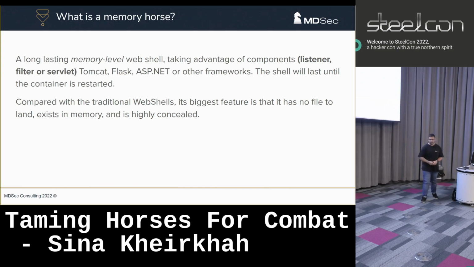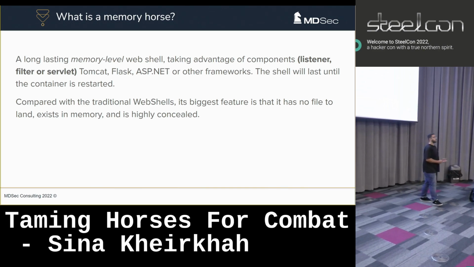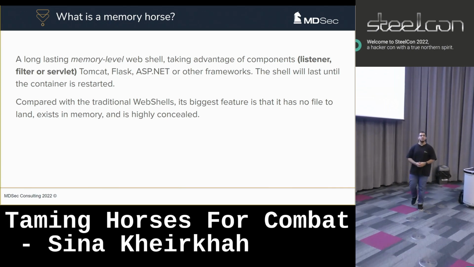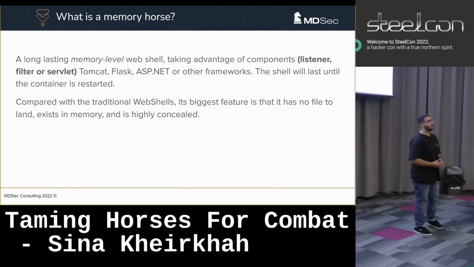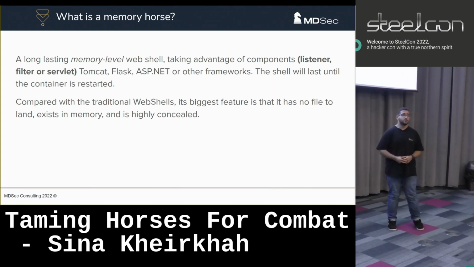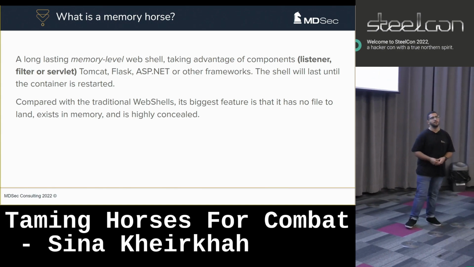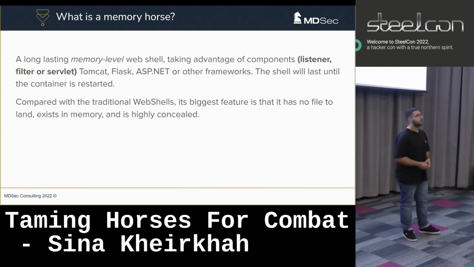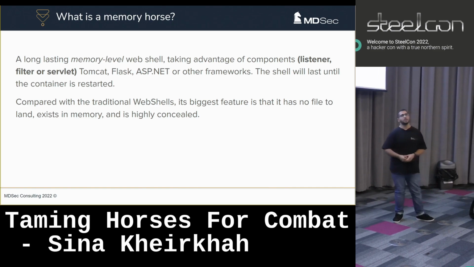So what are memory horses? The concept of a memory horse is basically a web shell which resides in memory. This happens by exploiting the concept of having multiple components during the runtime when you have a framework. For example, when you're using Tomcat or Spring, you have some components inside the JVM when the application starts, and whenever you make a change to the code, you need to restart your container, restart your web server. That means there are some objects that get registered during the runtime and reside in the runtime.